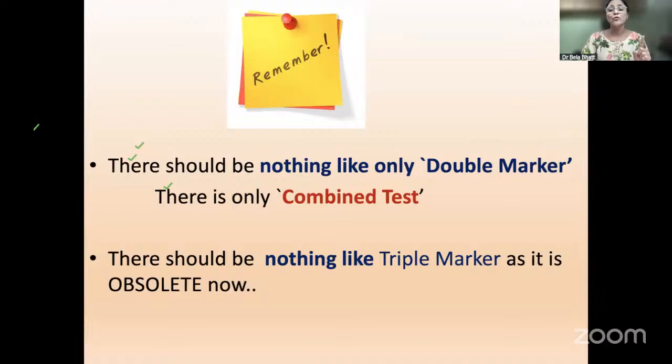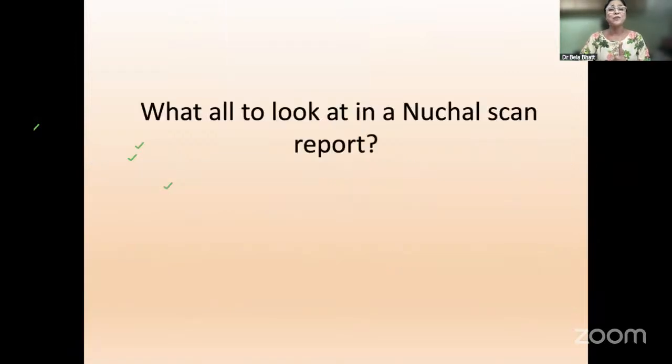One thing has to be very clear. There is nothing like only double marker. You can't just do risk calculation based on double marker. There has to be a primary screening test, that is nuchal scan, to which you add double marker. So it's a combined test which has the highest sensitivity of 90%. And there should be nothing like triple marker because it's obsolete now.